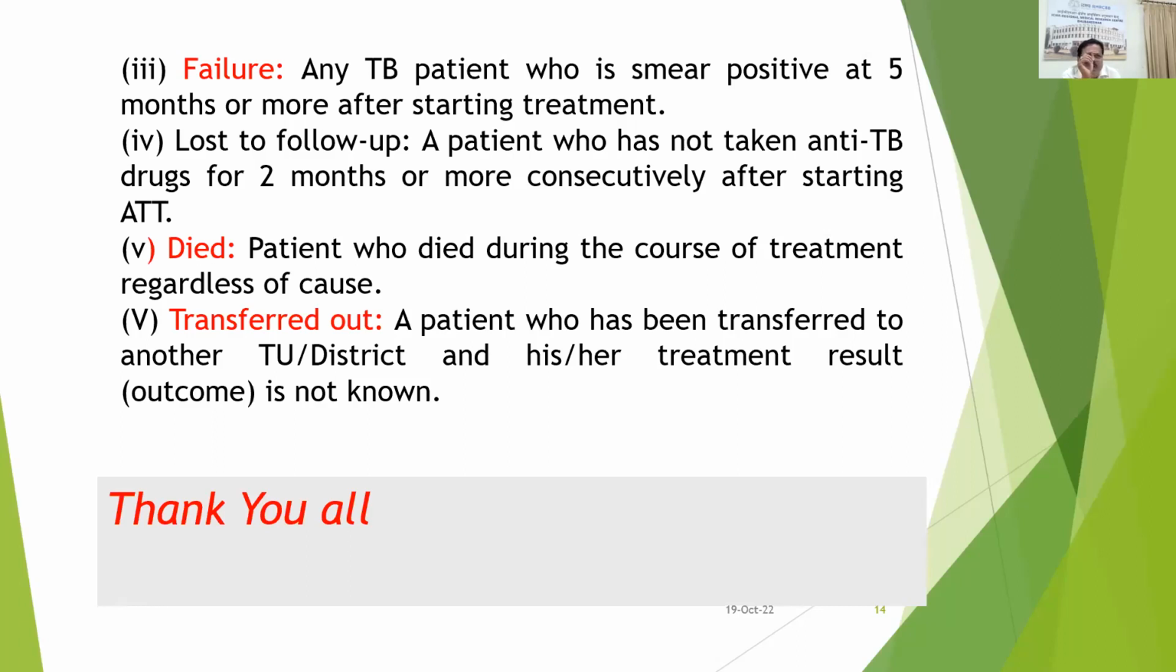So hence, I will caution here that when you enroll a patient, in that enrollment status, you should write whom we are enrolling and why, and whom we are not enrolling. And in that, you should have a caution for enrolling old patients, especially in TB studies. And transferred out is a patient who has been transferred to another TU or district, and his or her treatment outcome is not known. These are all. Then you have to go to your software to get the result.